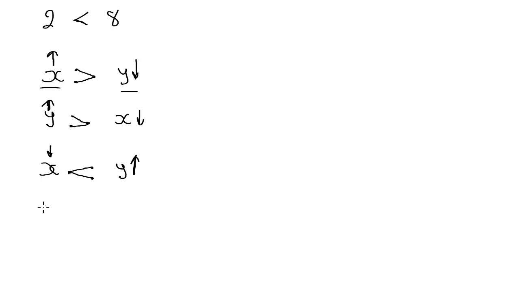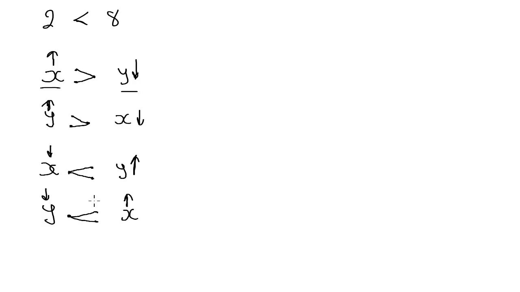Perfect. Similarly, if it's y that is smaller than x, that is, y goes down and x goes up, then since y goes down, 1 point will be with y, and since x goes up, 2 points will be with x. We are going to join them together, and thus we have our final answer. So I hope this helps.